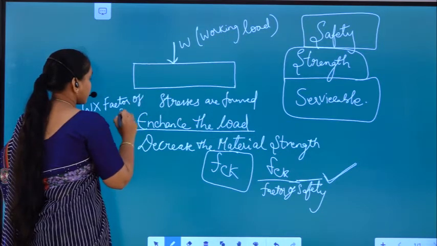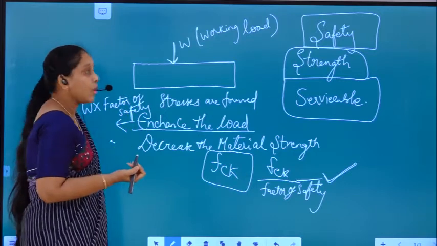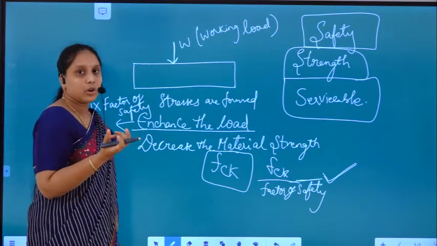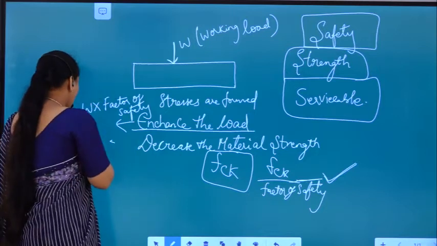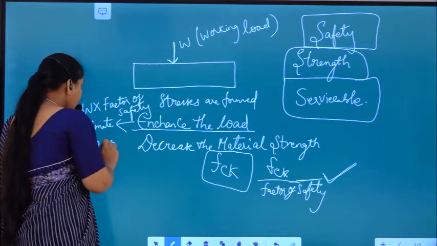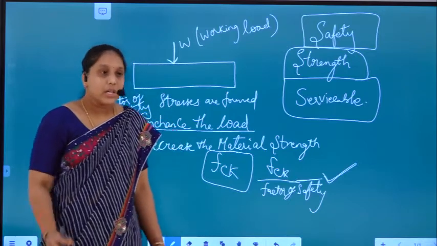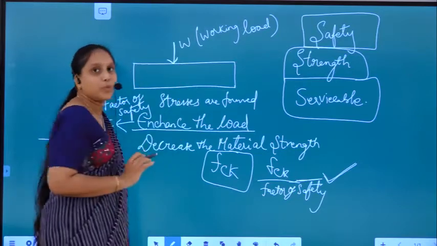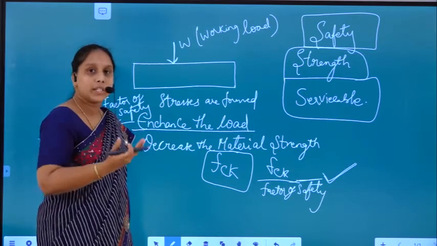So by multiplying the load with some suitable factor of safety value, I am going to design for the ultimate load. So what does that mean here? That is, actually the loads acting on the structure are only W. But what I am doing here is increasing the load and designing for that.